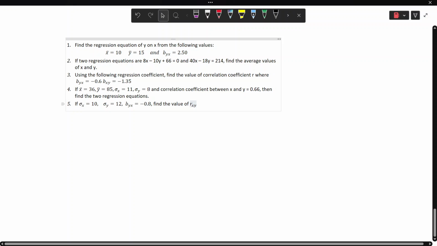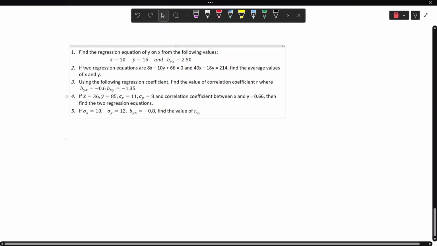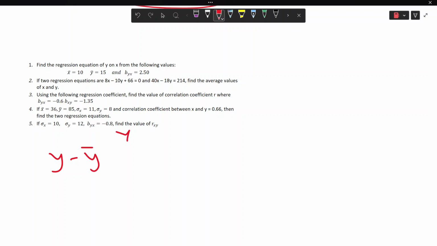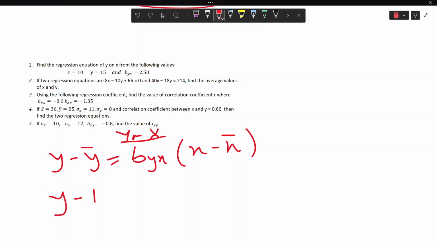So looking at this and the information provided in the question, we can only use y minus y bar, as we are finding y on x. It is equal to the regression coefficient y on x times x minus mean of x. So we have y minus mean of y, which is 15, and we have 2.5 times x minus mean of x.